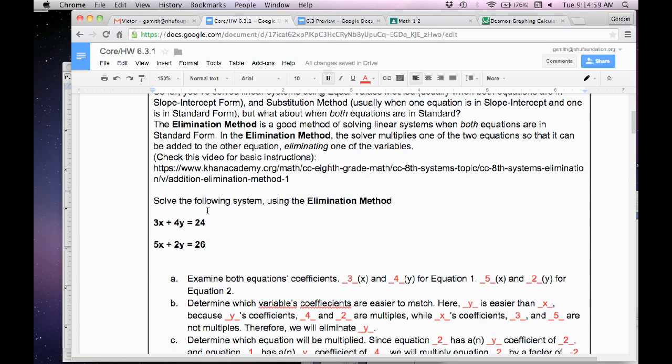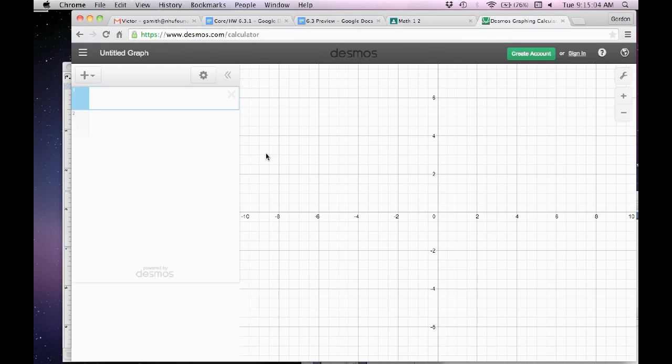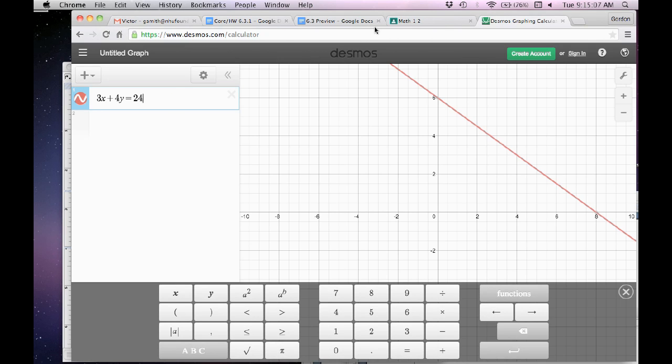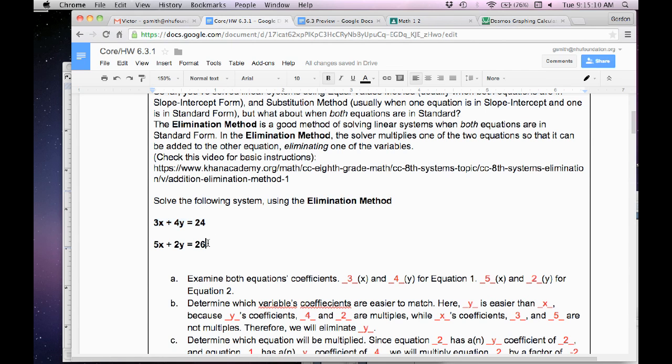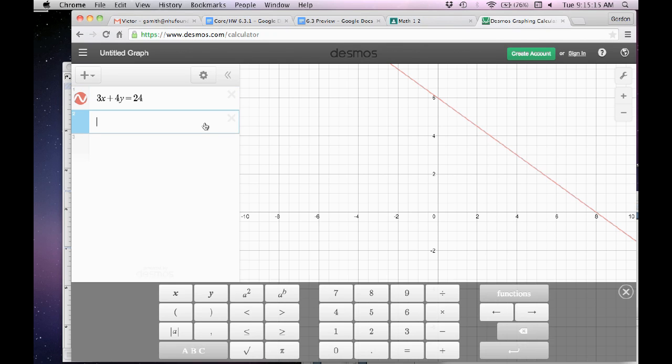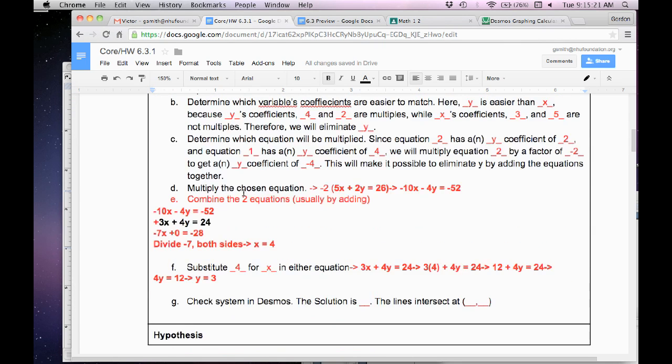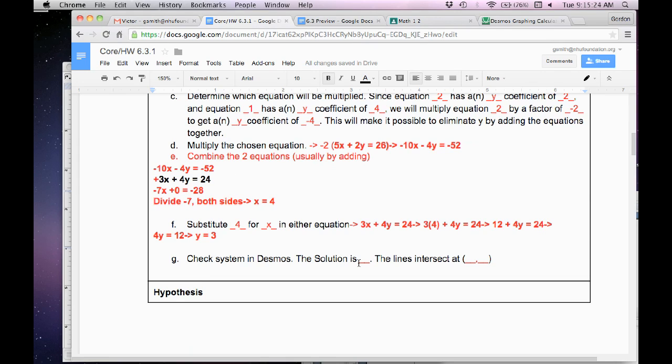Going back to our little assignment, we need this equation, 3x plus 4y equals 24. And we need this equation. And we see where they intersect is (4, 3). Is that what we got in our solution? We got x equals 4, y equals 3. So the solution is correct. The lines intersect at (4, 3). And we've got it.